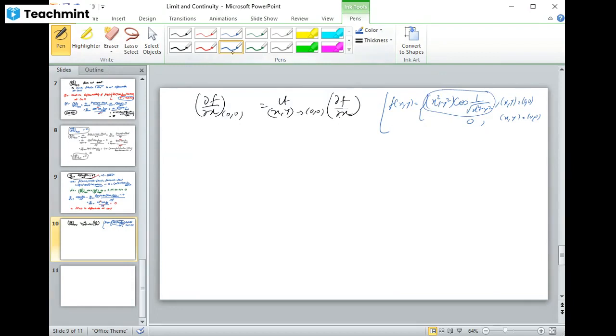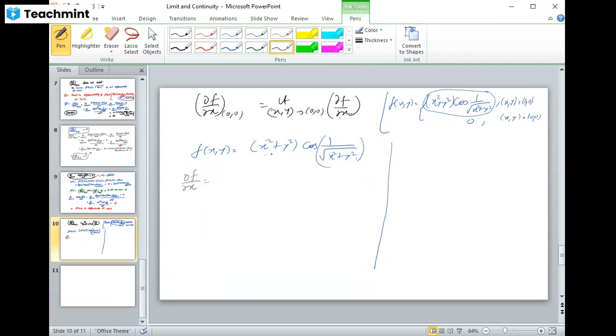Let us differentiate this function with respect to x. I'm considering my function f(x, y) as (x² + y²) into cos(1/√(x² + y²)). This function I'm going to differentiate with respect to x directly. For the differentiation, like I told you, we are going to use the concept that if we are differentiating with respect to x, we are treating y as a constant. So ∂f/∂x: both the functions depend upon x, so here we are going to apply the product rule.